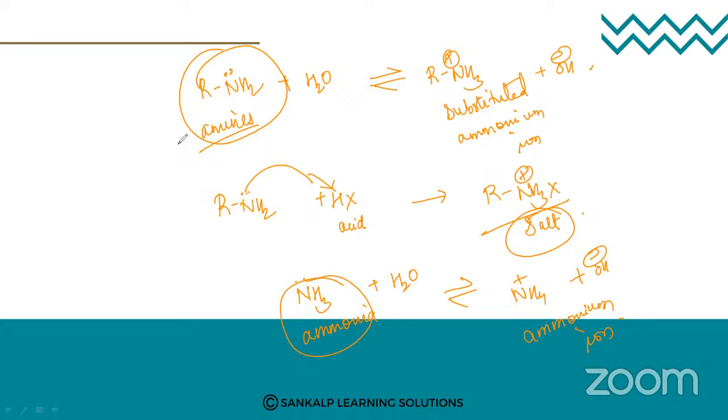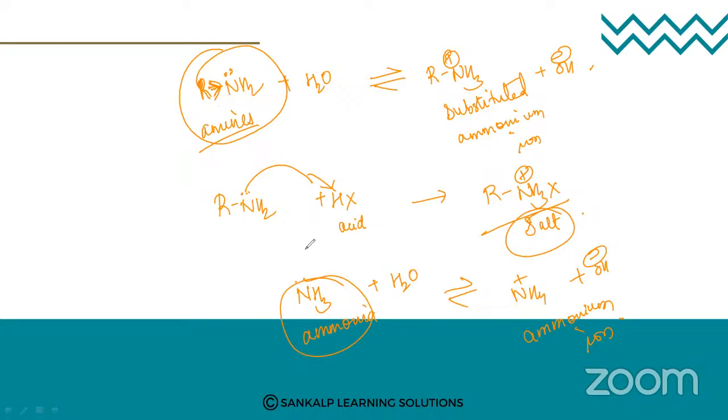So amines are more basic than ammonia. When we are discussing ammonia and amines, our alkyl amines are more basic. Why? Because R is an electron donating group. The alkyl group is an electron donating group, so it gives electrons to the ammonia. Because of which the electron density on the nitrogen atom will increase, and the lone pair of electrons on the nitrogen are easily available for donation or protonation. So this is about your alkyl amine.